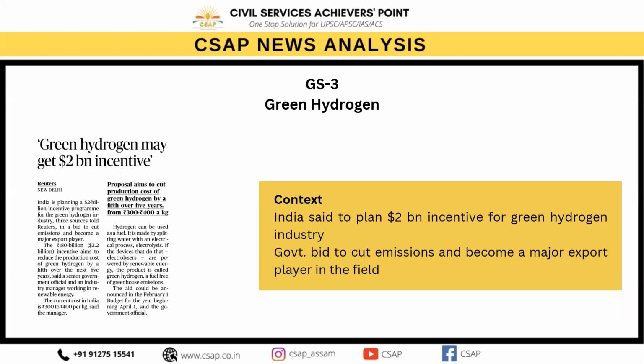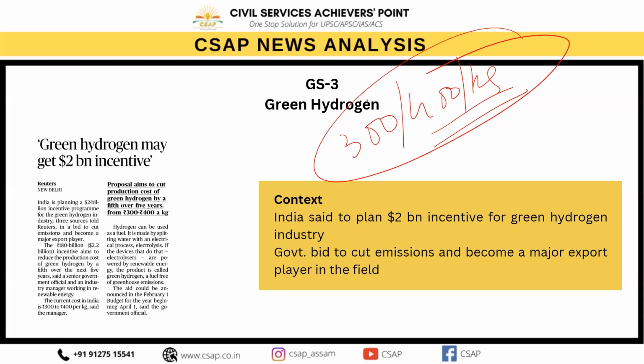Hydrogen, which can be used as a fuel, is produced by splitting water with an electrical process called electrolysis. And if the electrolyzers used in the process are fueled by renewable energy, the product is called green hydrogen, as the fuel produced would be free of greenhouse emissions. So at present, it costs around rupees 300 to 400 per kg to produce green hydrogen in India.